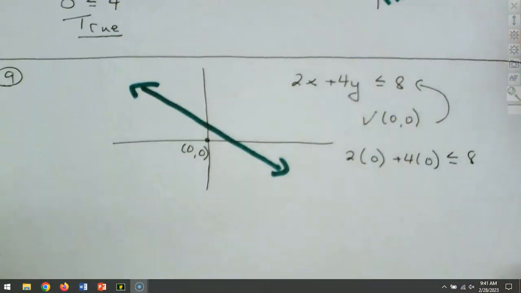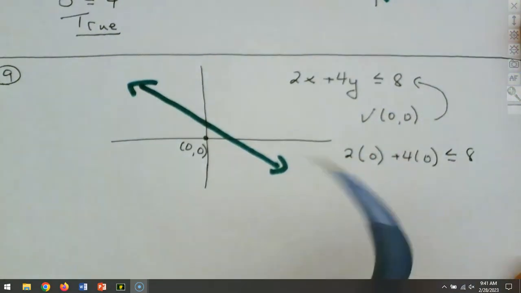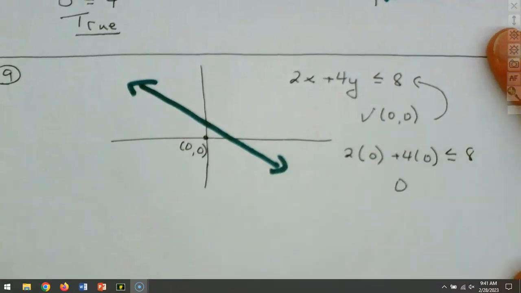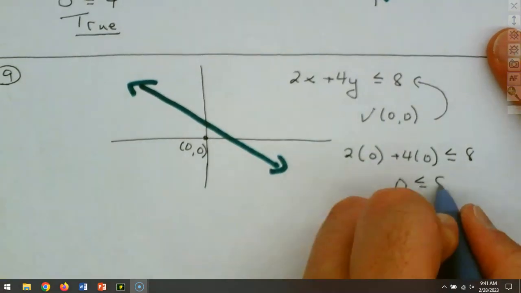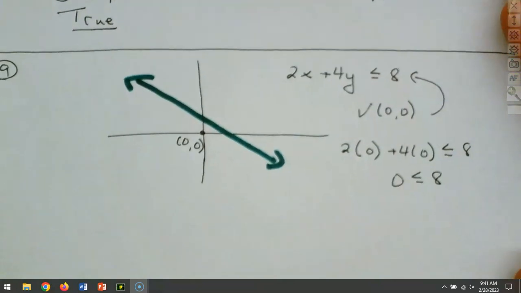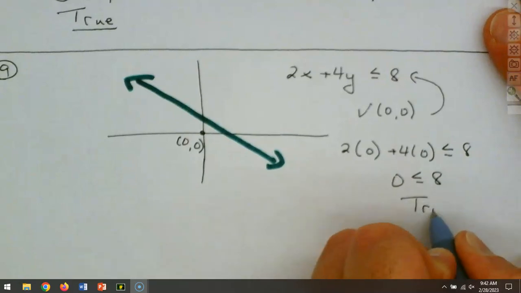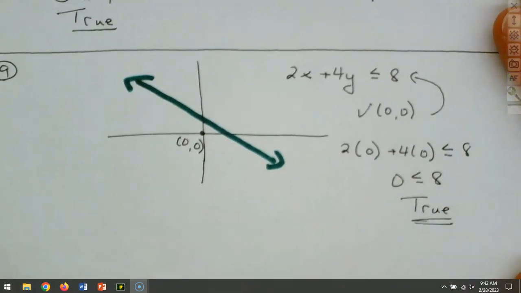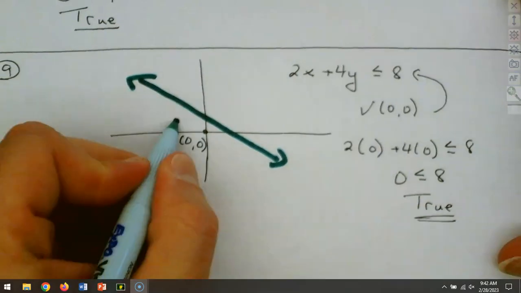And then we see if it's true or false. So the left-hand side is nice because it comes out to be 0. The right-hand side is 8. And is 8 larger than 0? Yep, it's clearly opening towards the larger one. So that means 8 is larger than 0. That is true.